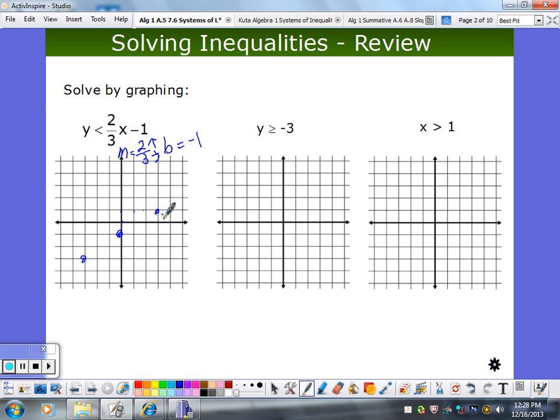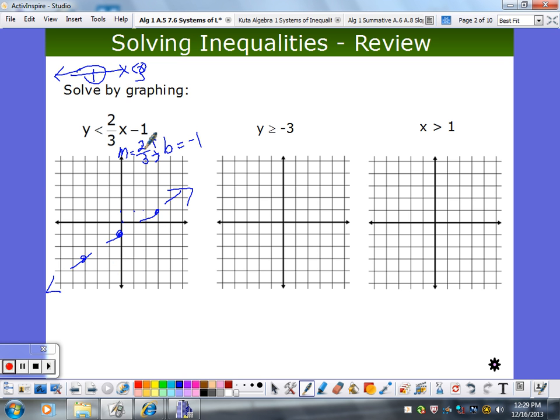Before I draw my line, I have to decide if it's a solid or dashed line. What kind of line is it? Dashed. Why is that? It's not an equal to. So what does that mean, that these are dashed? Are they part of my solution, these points? No. The dashed line is like when we had an open circle, right? When you do x less than 3, it says don't include this one, so we're not including the points on this line.